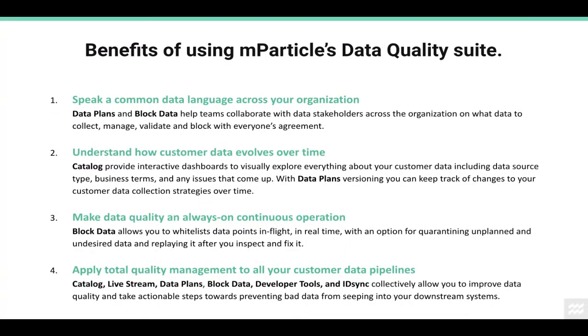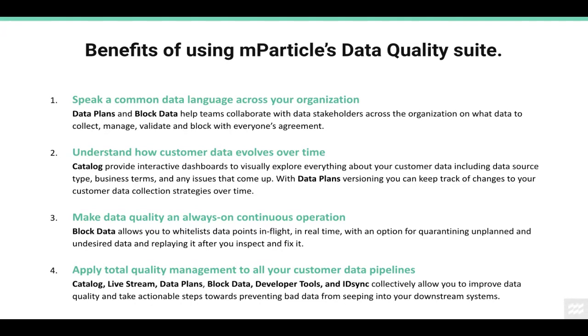With the events, you can obviously see how customer data evolves over time. I didn't get a chance to show you the catalog, but catalog is that data dictionary where every single data point that mParticle has seen for that particular web app is available there, whether they were bad events or good events. But data plans help you enforce what is good and what is bad.